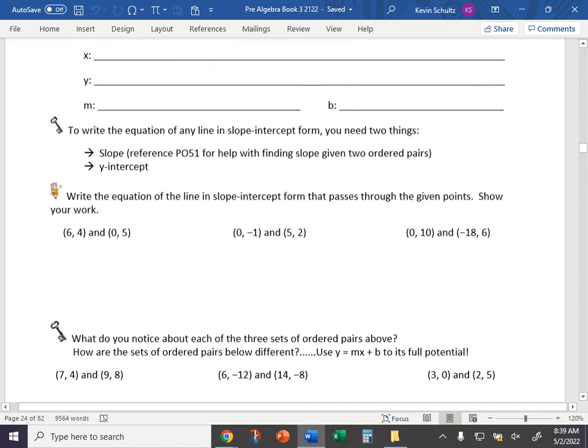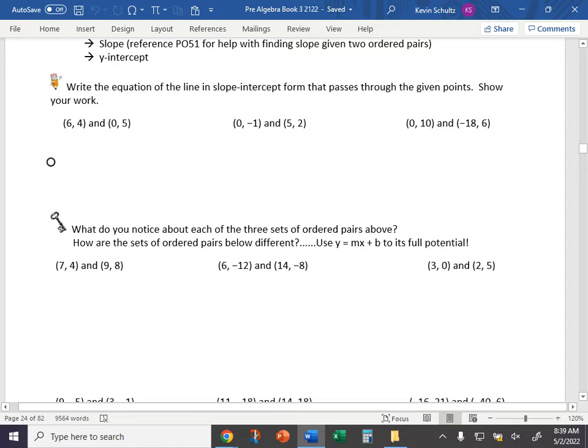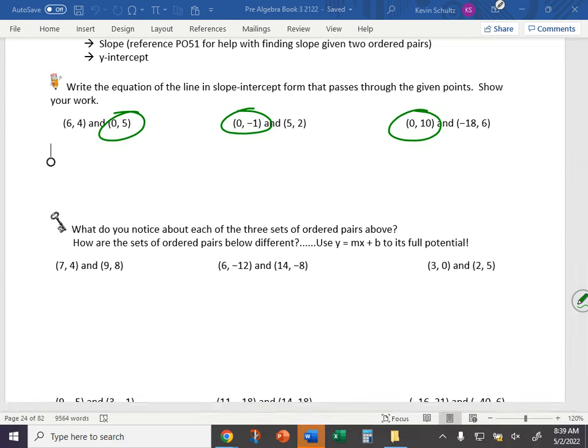And we started by looking at these three examples here. What was unique, what was convenient about those three examples that we started out with, Tony? The zero and the x value, right? Which meant like (0, 5) and (0, -1) and (0, 10). What are they? They're the y-intercept. Right, the y-intercept is given to you.